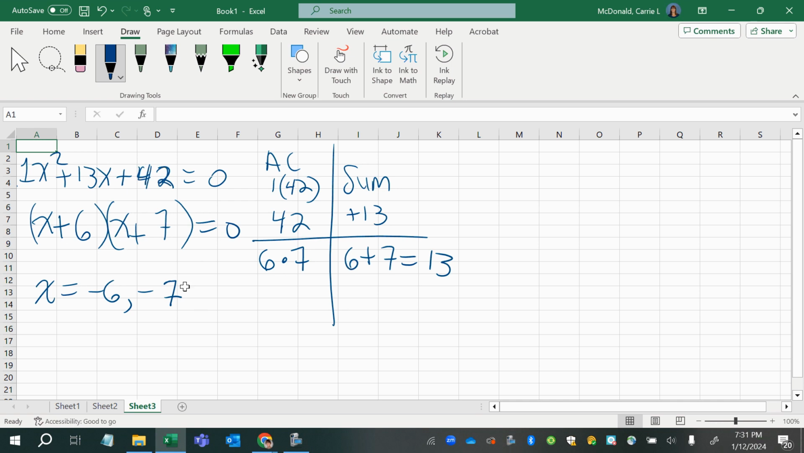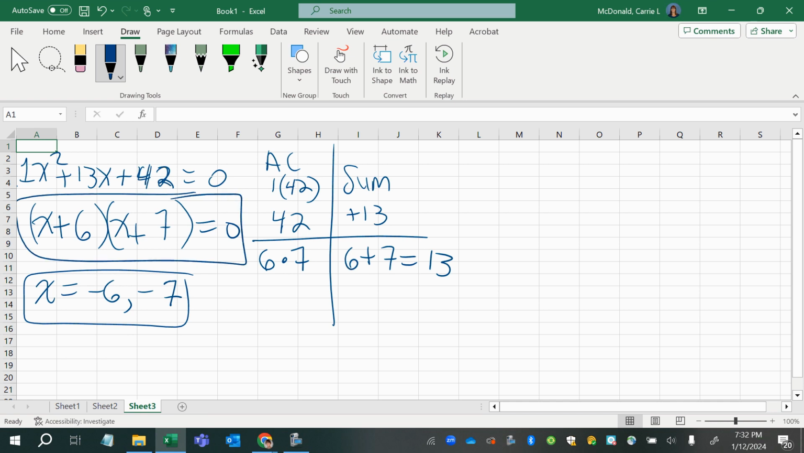And also, if you were to just plug in negative 7, then this factor would zero out and the whole left side would zero out as a result. So that is the pattern here. We got our answers. We have both the factored form of the equation and then the actual solutions written out.